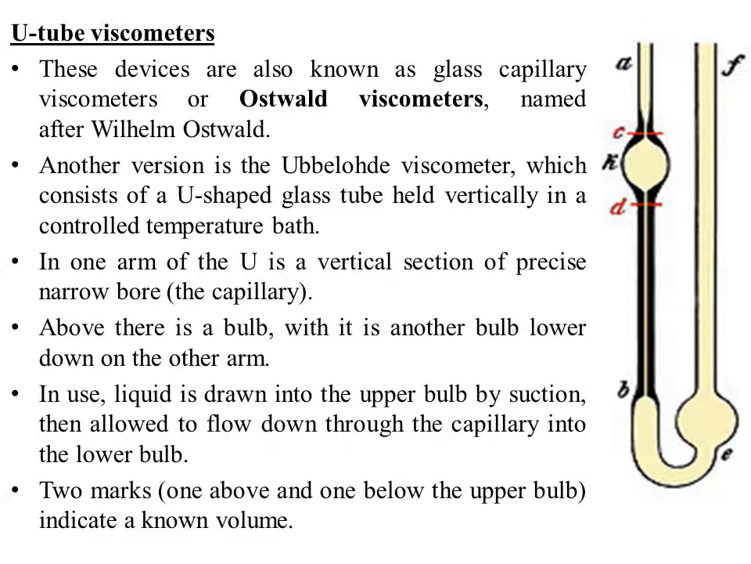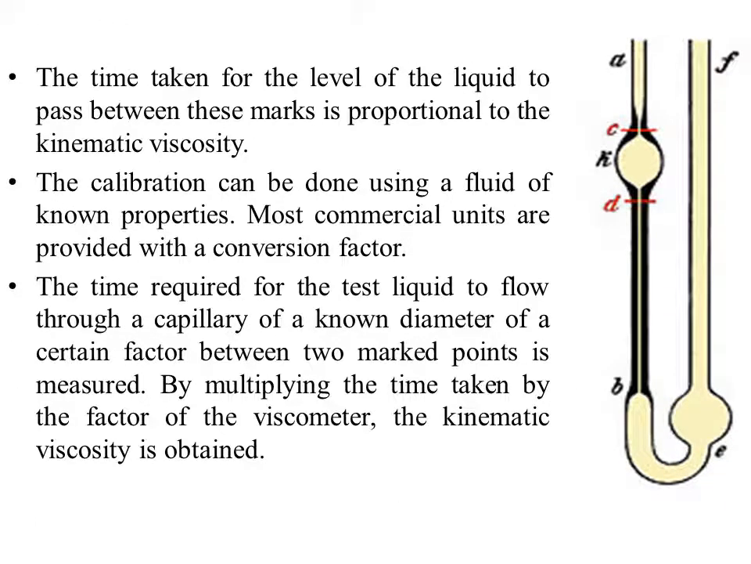In use, the liquid is drawn into the upper bulb by suction, then allowed to flow down through the capillary into the lower bulb. Two marks, one above and one below the upper bulb, indicate a known volume. So you fill it with the liquid and then leave it, and thus measure its viscosity.